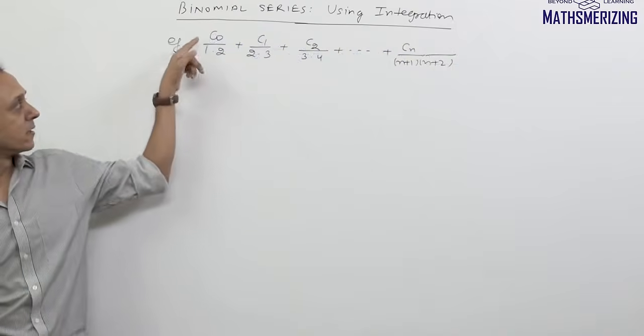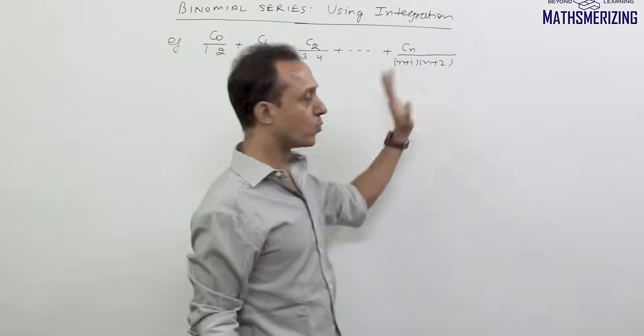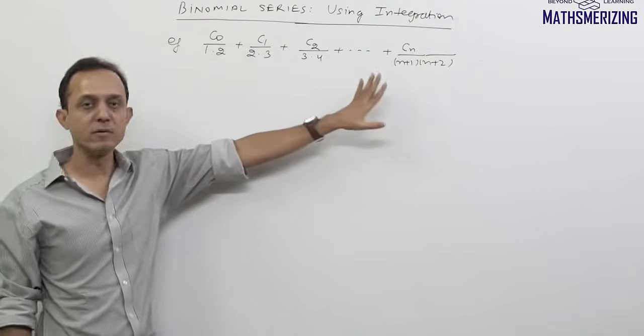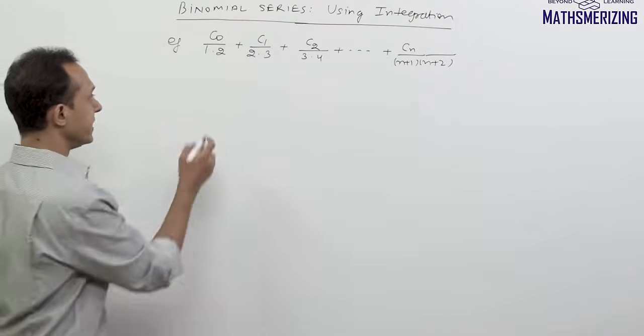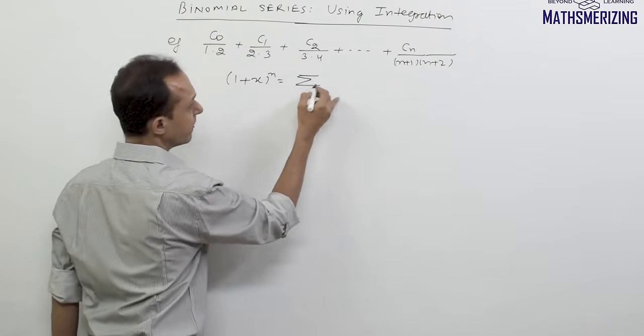Now I need to find the sum of this series, which is C0 upon 1 into 2, C1 upon 2 into 3, and Cn upon n plus 1 into n plus 2. Now as the coefficients are in the denominator, I know I need to integrate, right? So I'll start with the basic series, which is 1 plus x to the power n, and this time I'm going to write it in summation form.